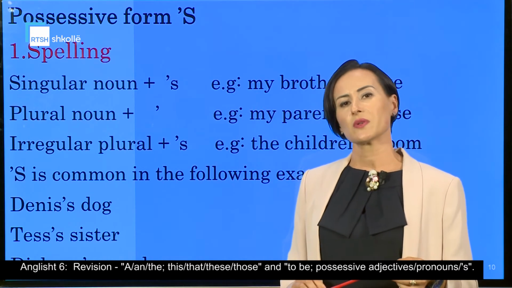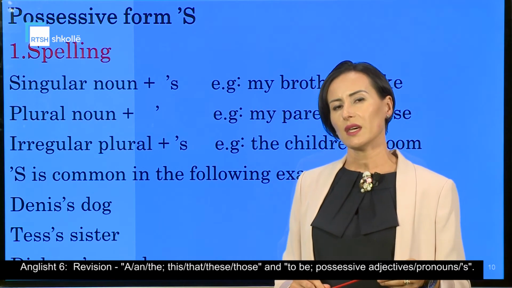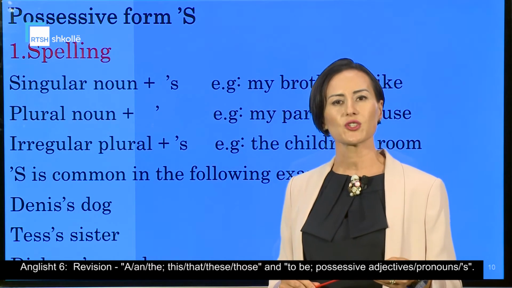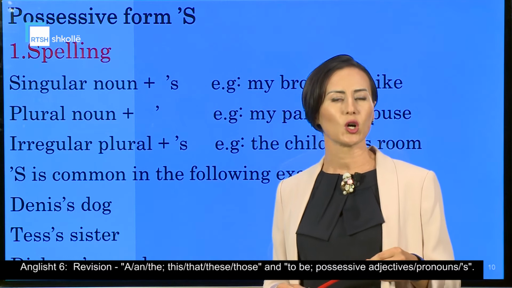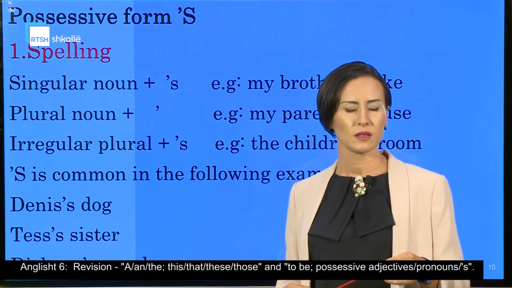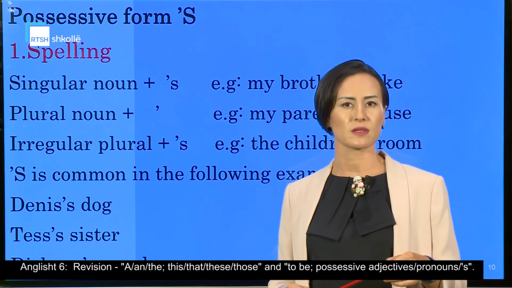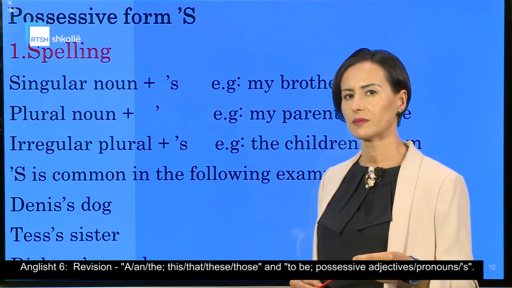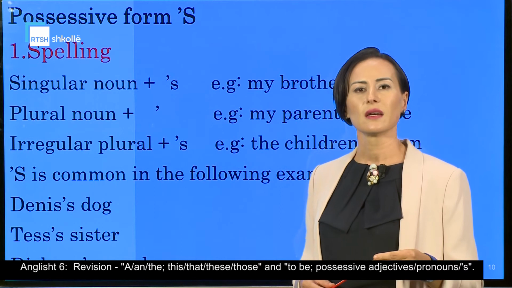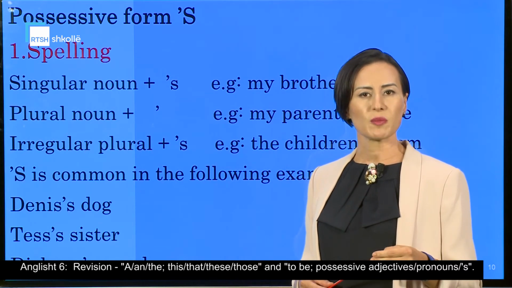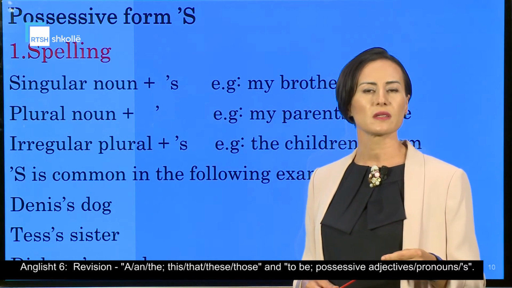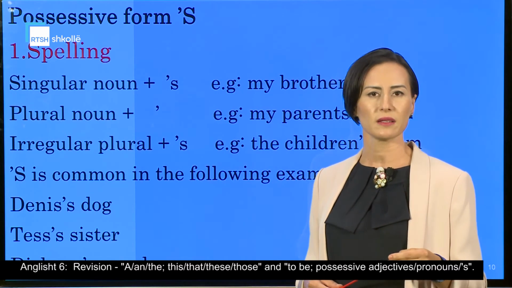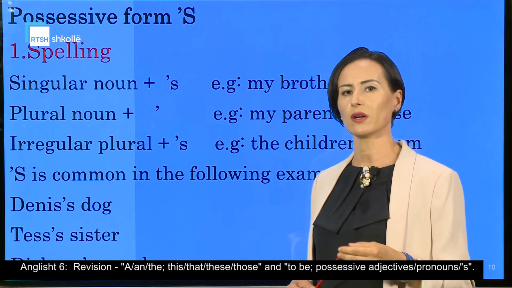Let's go on with the possessive form. It refers to nouns which refer to people or groups of people, places, animals. And what does it tell? It tells a relationship of belonging between something and another thing, or someone and their belongings.